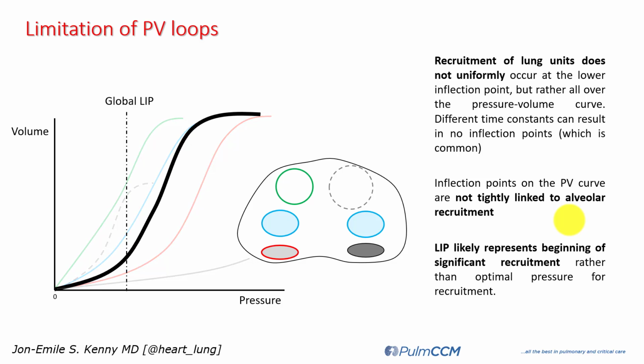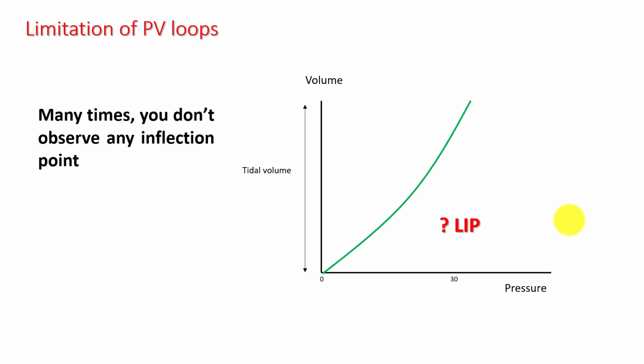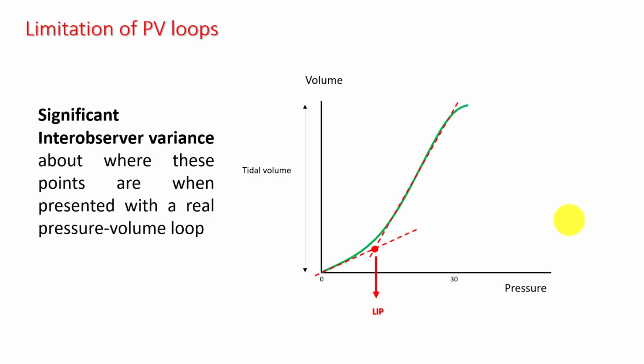The PV loop that you are seeing on the screen is a sum of the PV loops of all these different types of alveoli. The inflection point in the PV loop is not really very tightly linked to alveolar recruitment, and this possibly represents the beginning of significant recruitment rather than the optimal pressure for recruitment. And in many cases, you will not be able to even see a lower inflection point as the loop will be linear. The other problem with this method is there's significant inter-observer variance about where these points are. So for example, you can draw a different tangent line and get a different lower inflection point.